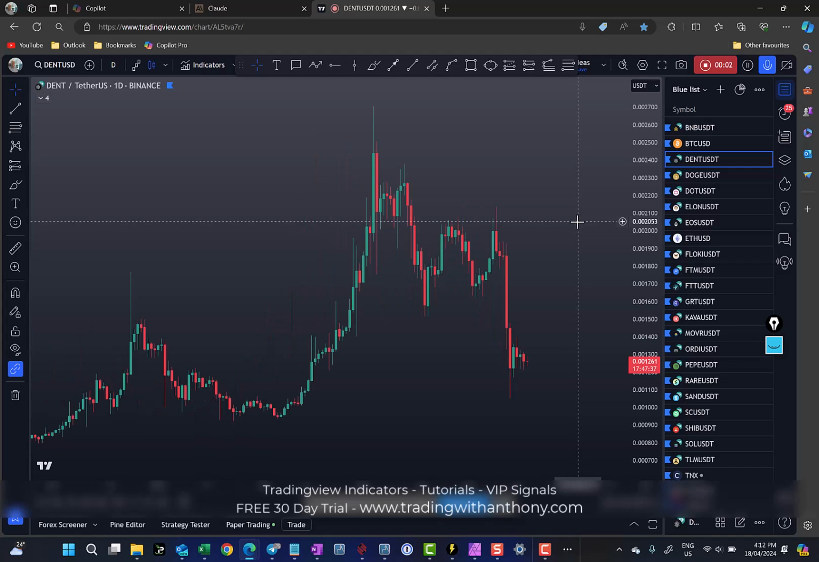Traders, Anthony here. I'm looking at DENT paired with USDT. Okay, big move, right? We've traded down into this balance area here.